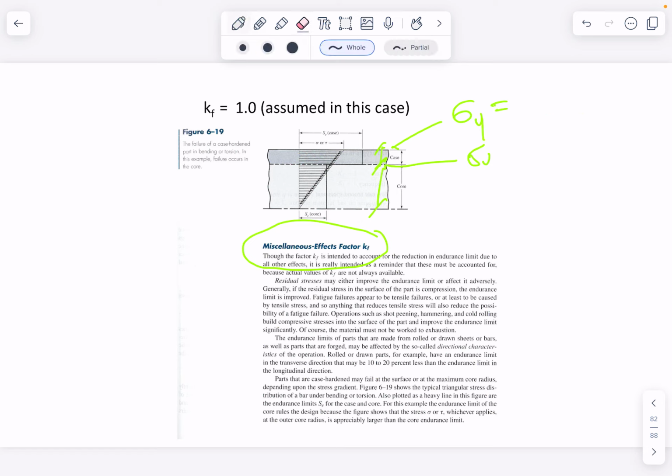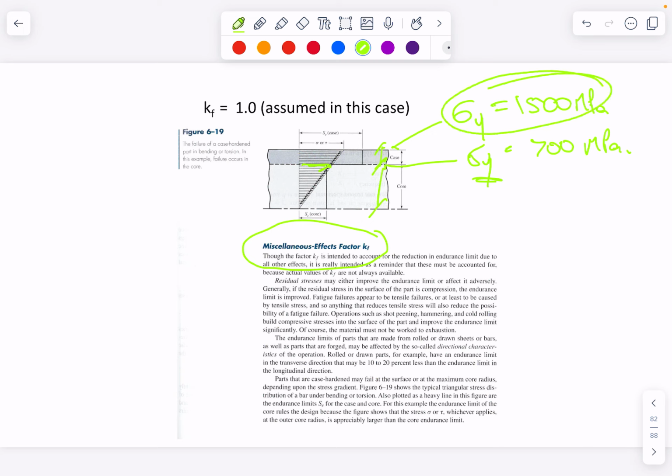By the time you get down to here, you might have, actually I'll make this a yield. Let's make that 1500 MPa. By the time we get down into the core of the material, we might be back down to 700 MPa. And so what you might find is you exceed the yield strength of the base level material without exceeding the case. And so you get a subcase fracture forming. So that's just one example, but anything else you haven't thought of, you need to put in this KF. It's to remind you that you might need to think of other things.